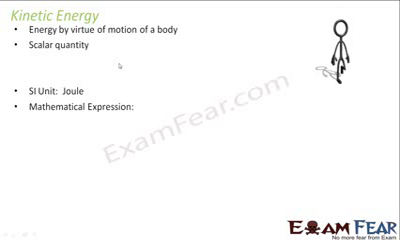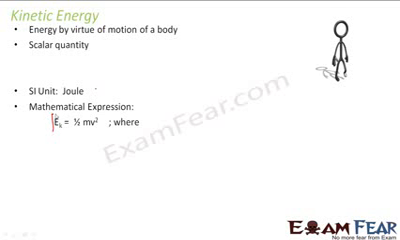How do we mathematically express kinetic energy? That means, how do I calculate the kinetic energy of an object? Let us suppose I have an object of some mass m, and that object is moving with some velocity v. So how do I know how much its kinetic energy is? Kinetic energy is denoted by E with a subscript k. This k subscript stands for kinetic.